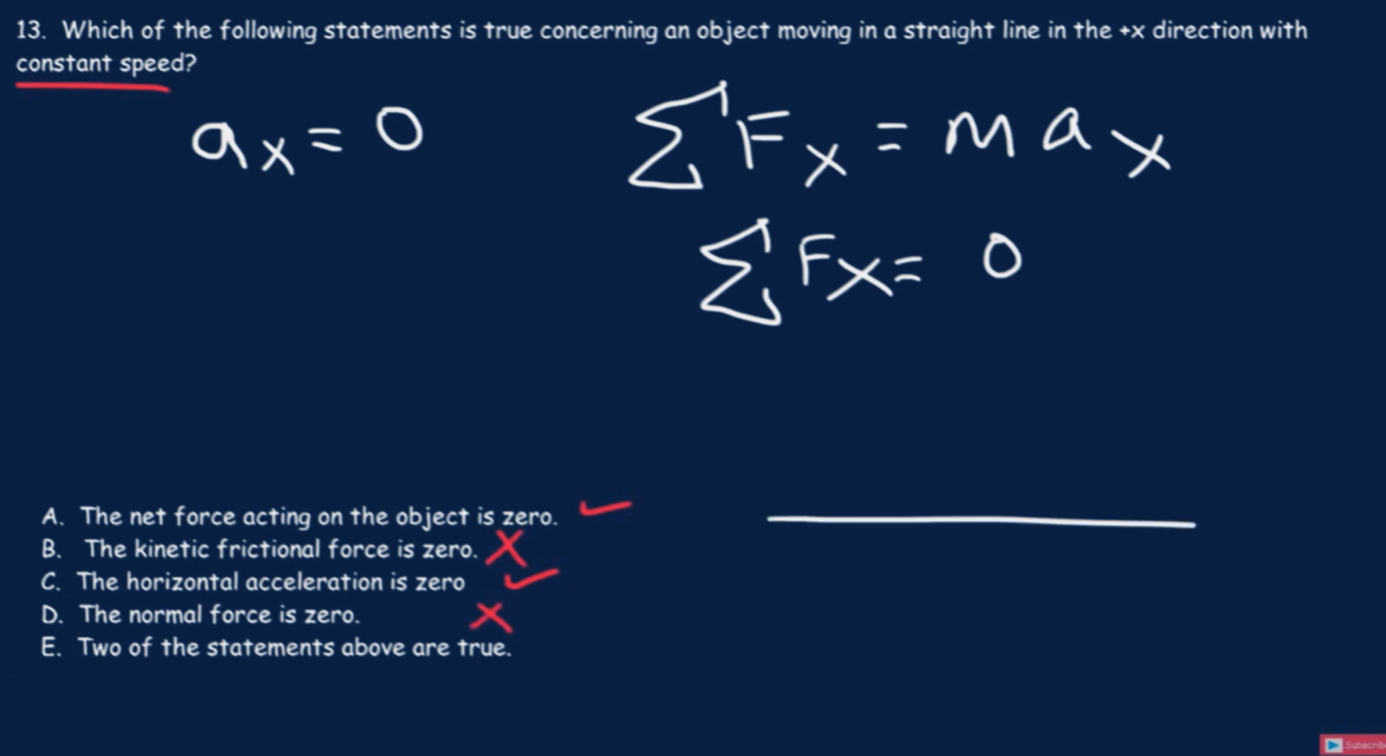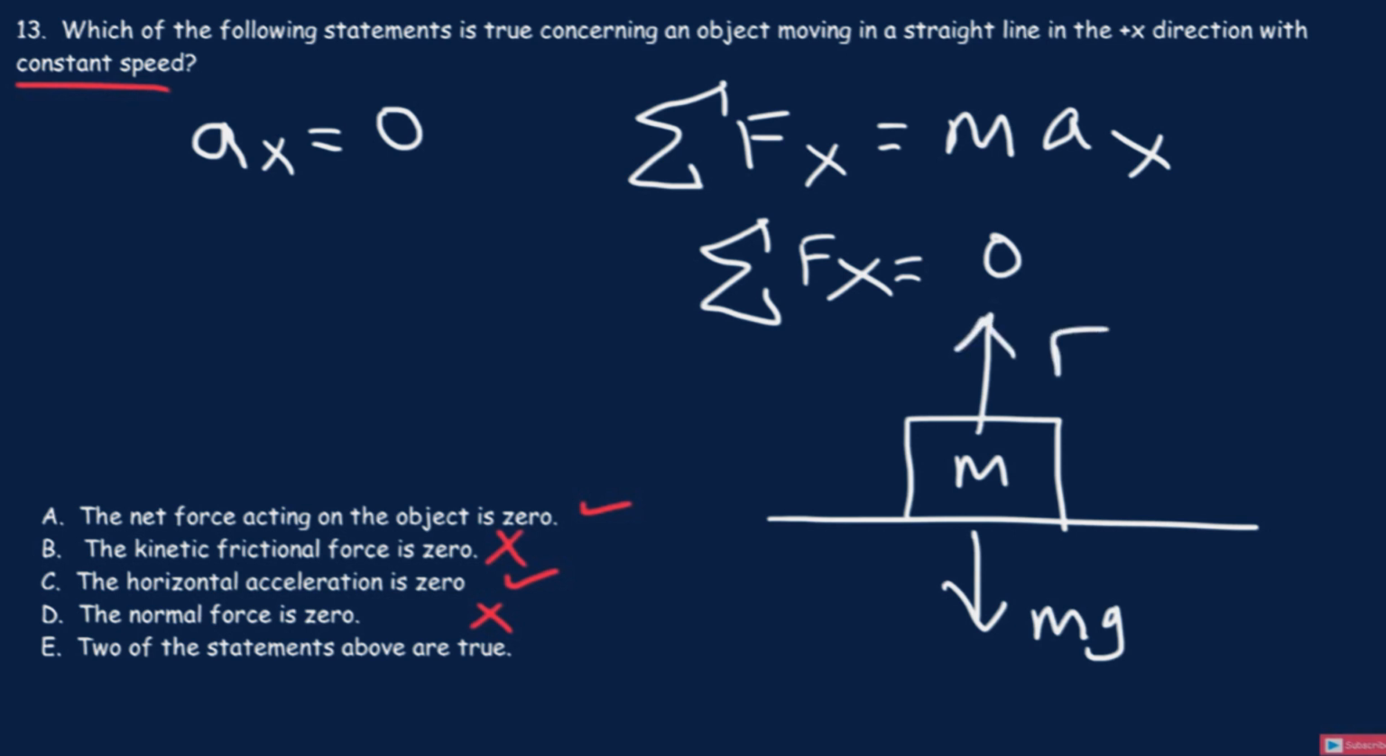An object has mass, and as a result, it has a weight force, which is mg, and that weight force is balanced by the normal force on a horizontal surface. The normal force is not zero on a horizontal surface. It is equal to the weight force of the block if there is no other force acting on it.